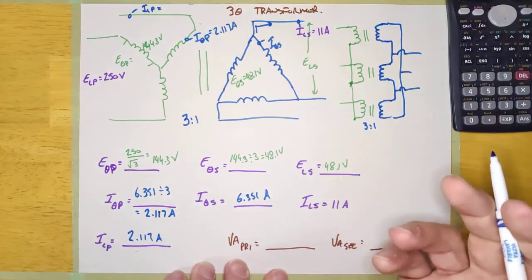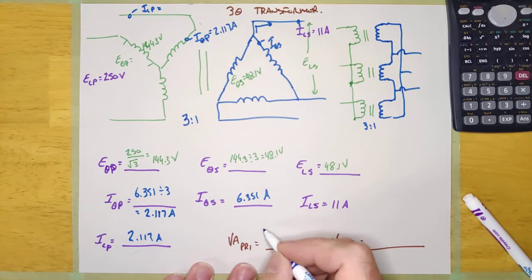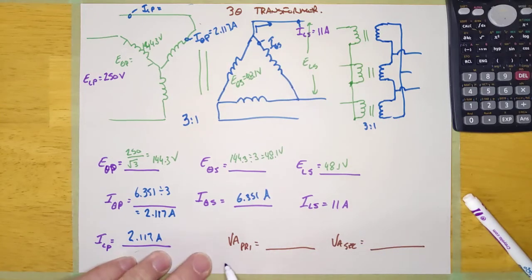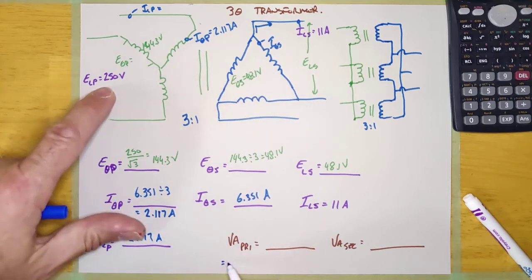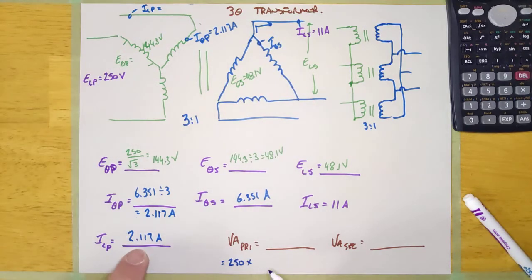And you can use any formula you like. There's 2 of them, right? But I'm going to use line values. So VA primary should be equal to E line, 250, times I line, which we calculated right here, 2.117, times root 3, since I'm using line values, guys. If you're using phase values, it's E phase, I phase times 3. If you're using line values, it's E line, I line times root 3. And you don't want to mix those up, okay? Root 3 with the line values, 3 with the phase values.